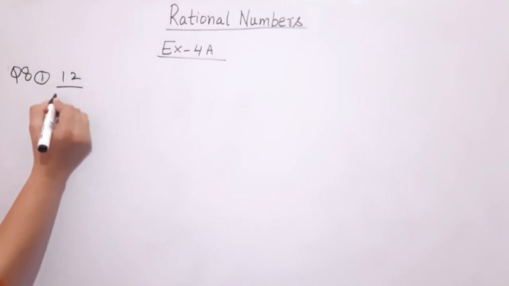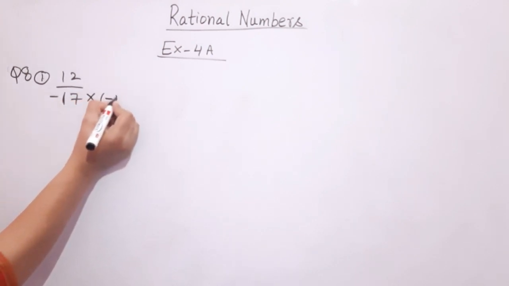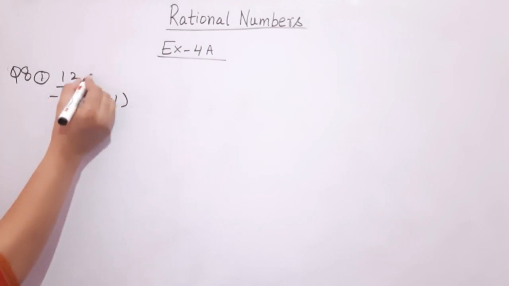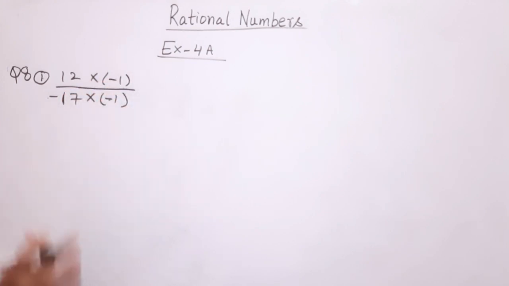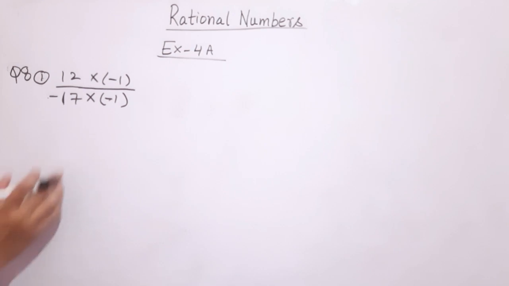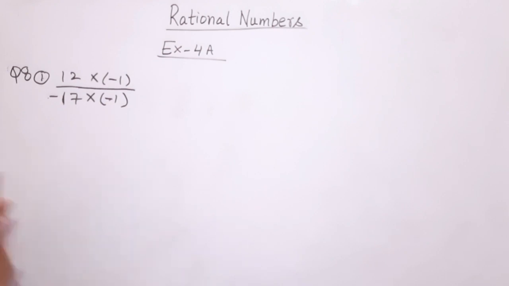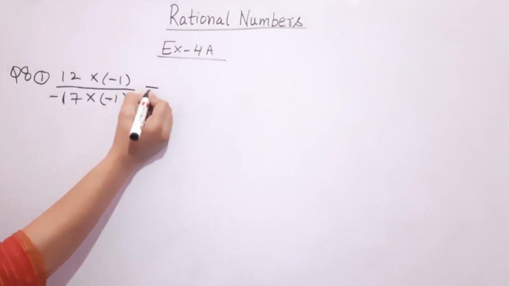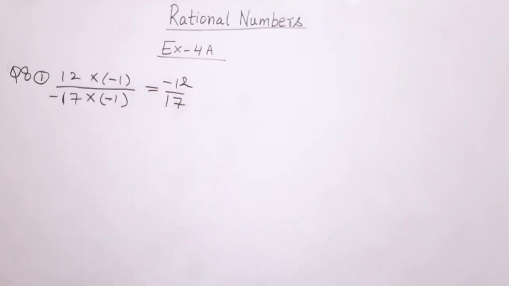So the first option is 12 upon minus 17. Now if you want to make minus 17 positive, what you have to do? It is very simple. You are going to multiply it by minus 1, and this minus and minus is going to be cancelled and it will become positive. As I told you, whenever you are multiplying, you have to multiply both the numerator and the denominator by the same integer. So now this minus and minus is cancelled and it will be minus 12 upon 17. Here the denominator is now positive.